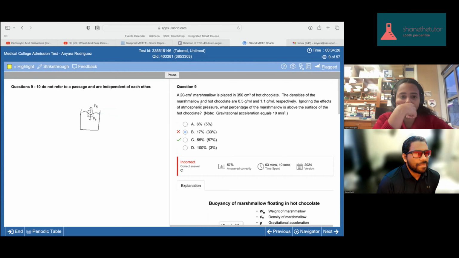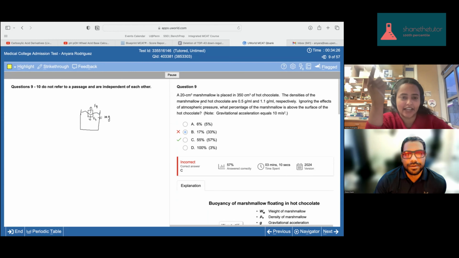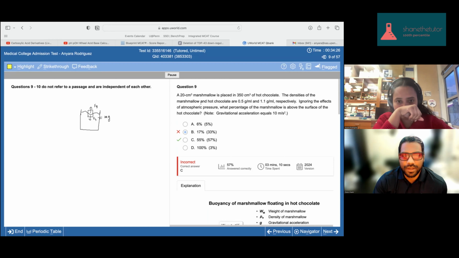And what else do you remember about this? The gravitational force would be mg, right? And I could use density times volume times g. I just want to make sure, the force of gravity is equal to mg, right? Does that make sense? Yes. Okay. And the buoyant force, do you remember what that would be equal to?